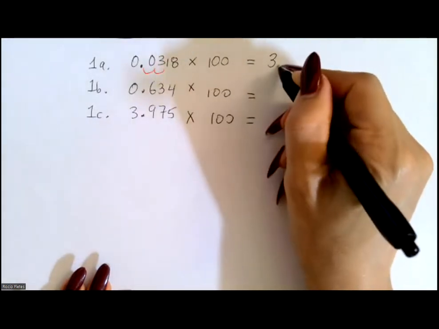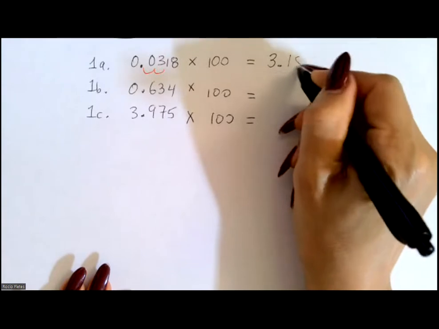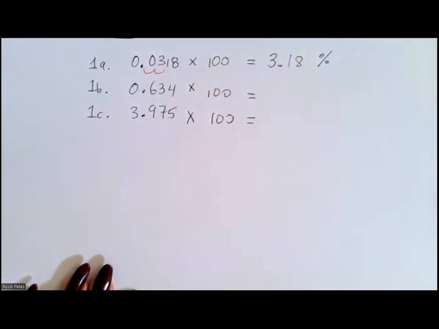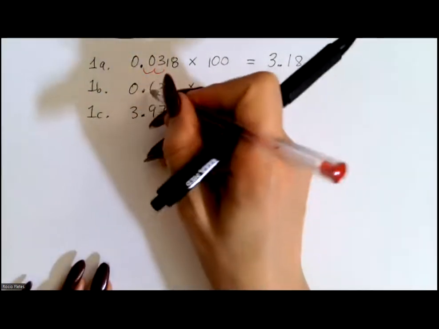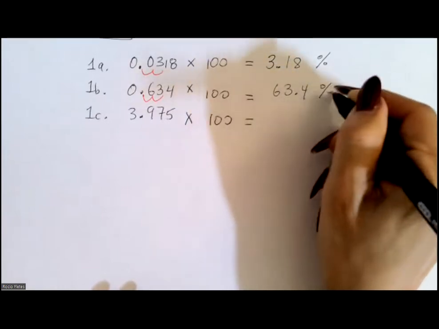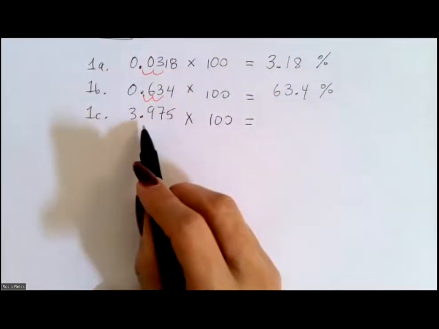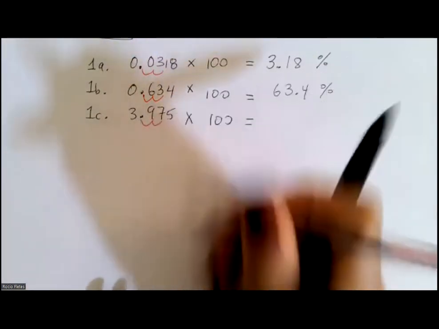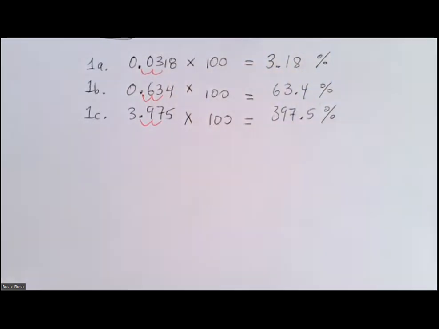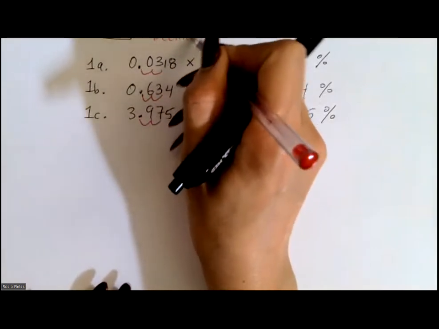So this becomes 3.18, and then we need to add the percent sign, right? And we're going to do the same thing to the next number. So we just move the decimal point 2 places to the right. It becomes 63.4%. Add the percent sign, and then same thing here. So it's going to be 397.5%.